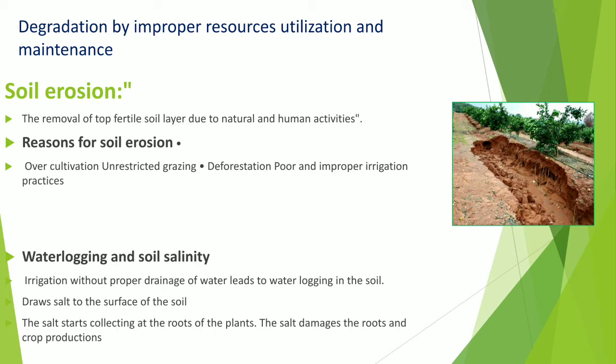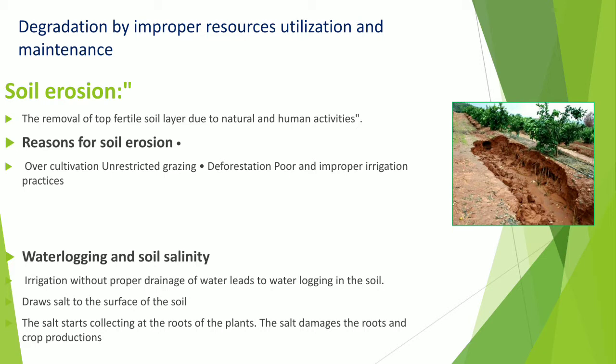The reasons are mainly over cultivation, unrestricted grazing, deforestation, and poor, improper irrigation practice. As I told earlier, over cultivation means using more of the fields, one above the other. The plants and animals live for grazing, but the place is restricted, yet they have gone for grazing, and then there is deforestation as well as improper irrigation methods. So all these are the causes of soil erosion.